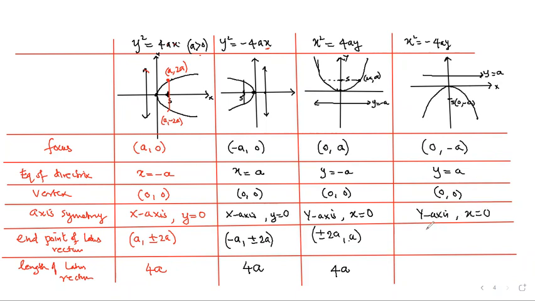Then the endpoints of the latus rectum will be plus or minus 2a, minus a, and the length will be 4a. This is a table which you have to learn today, and the problems are based on this table. I hope you understand.